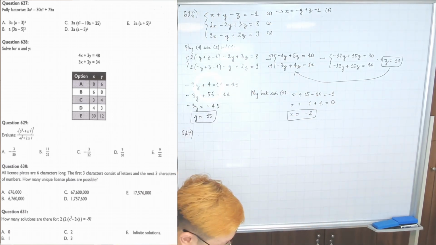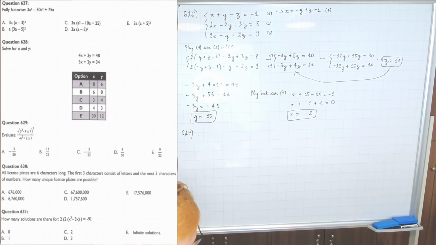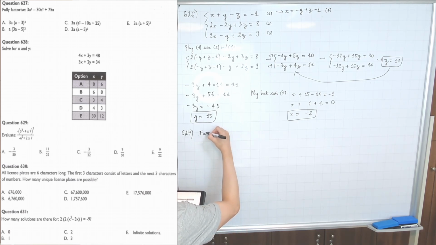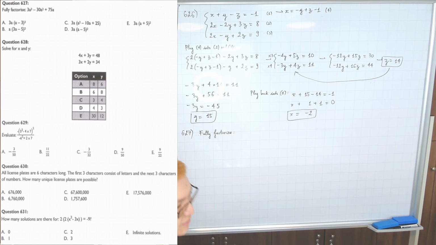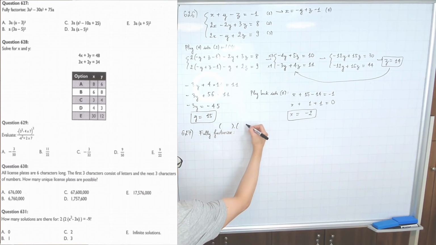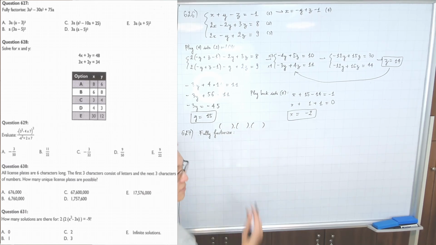Okay, 627. Fully factorize. Fully factorize this one. Do you know what factorize means? Factorize means to make it into factors. Biến nó làm sao thành cái dạng giống như ngoặc này nè. Factorize into like brackets like this, you know?